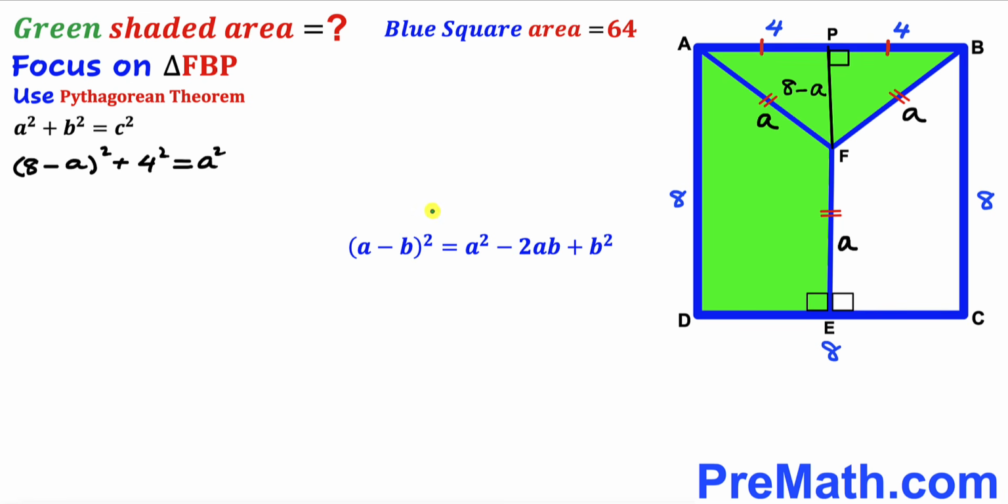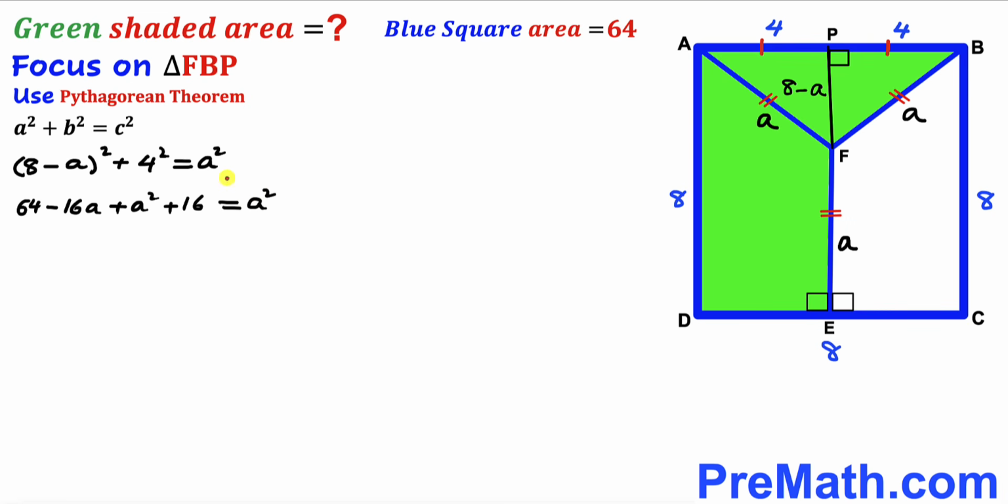Now let's recall this famous identity: (a minus b) whole squared could be written as a squared minus 2ab plus b squared. We are going to apply it on this binomial on the left-hand side of this equation. So this is going to become 64 minus 16a plus a squared plus 16 equals a squared. Now we can see a squared and a squared, they are gone. Now we are going to combine these like terms. So we could write 80 minus 16a equals 0.